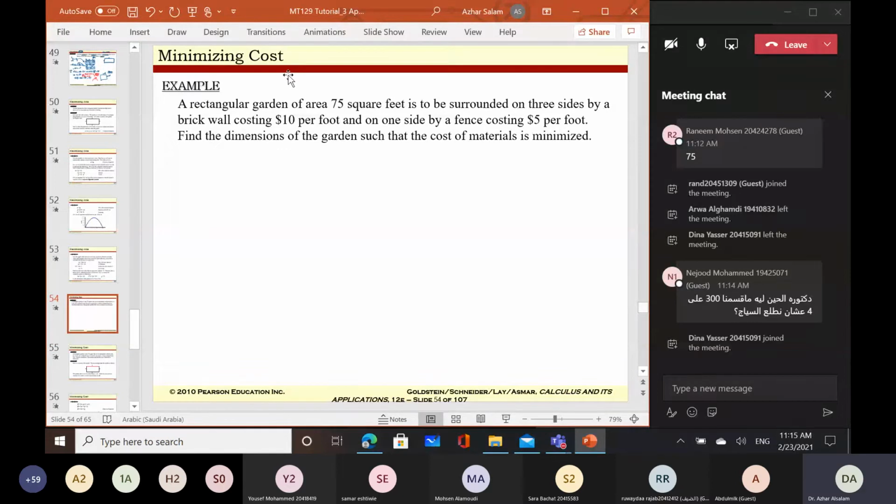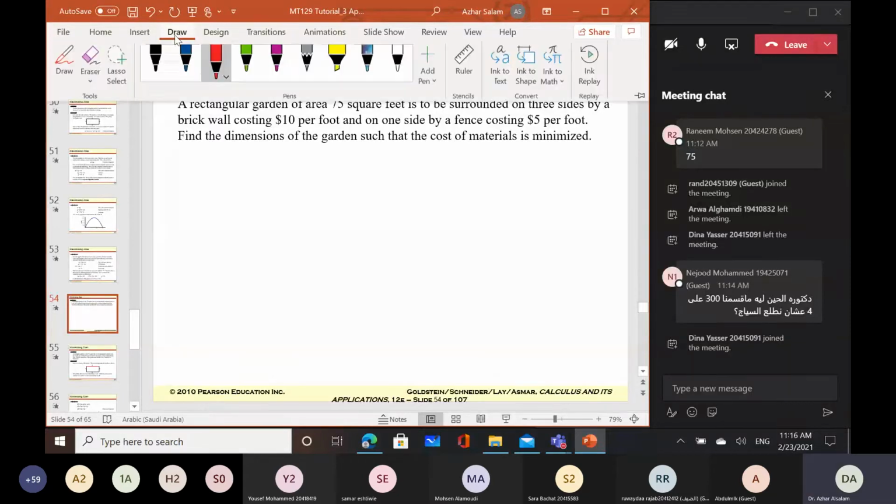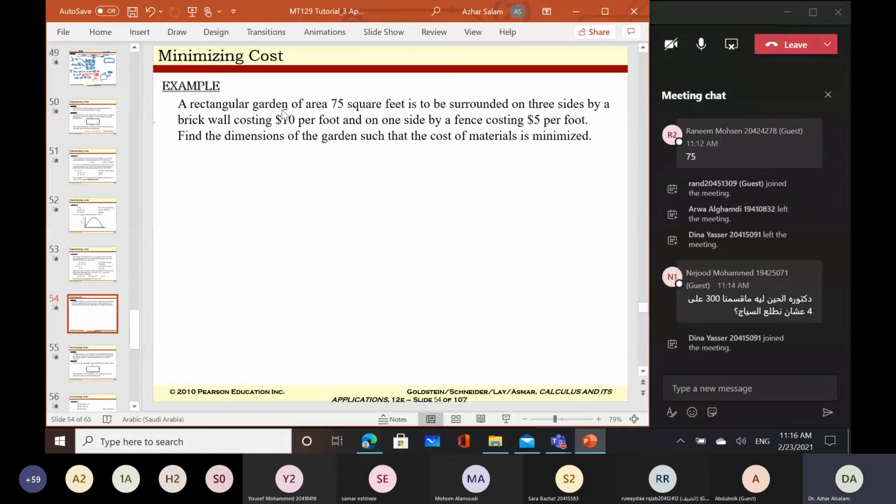Okay, another application. The previous example was maximizing the area. Also, I can use it in the problem of minimizing the cost. تقليل التكلفة، أقل كلفة ممكنة أو أقل خسائر ممكنة. It could be an application for that. Okay, the question here, a rectangular garden. Also here I have a rectangular garden, but here given the area is 75. This example is a little bit different.